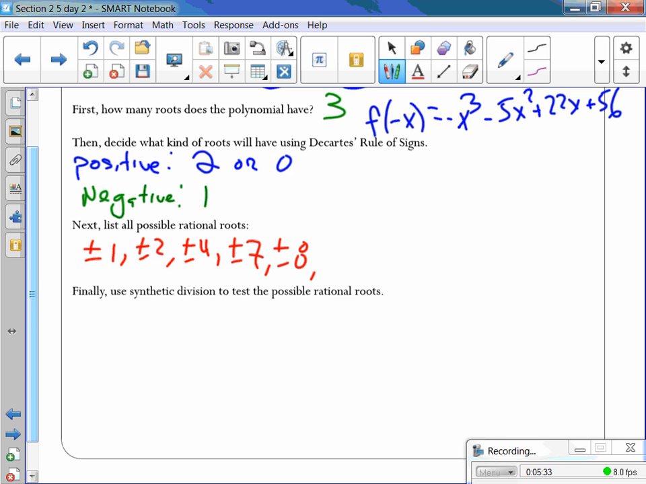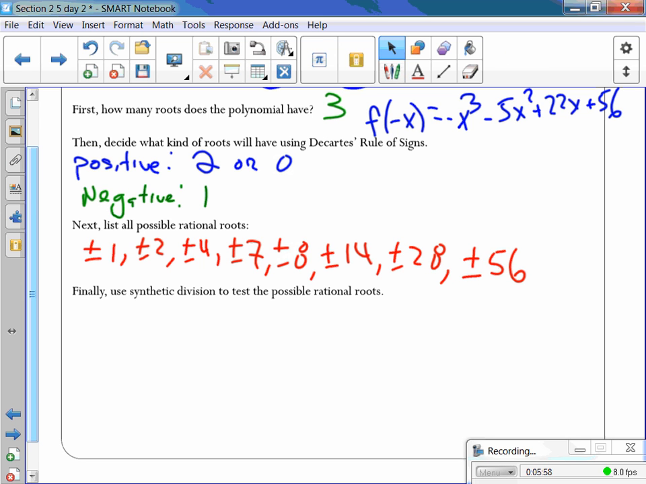Is that it? Well, you got a 7 and a 2. Sorry, Edwin? So we have a few choices to choose from here. But I know that if I do have a rational zero, it has to come from here. How do we decide which one?